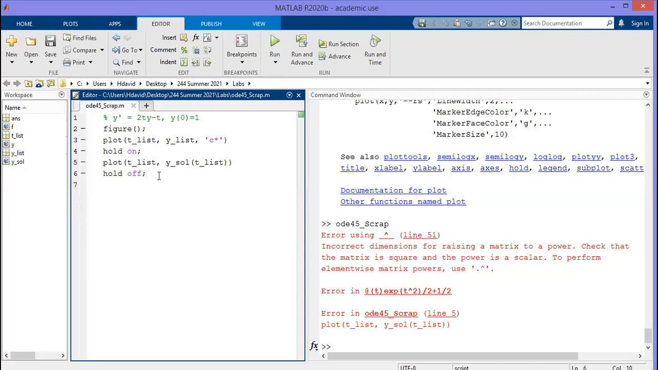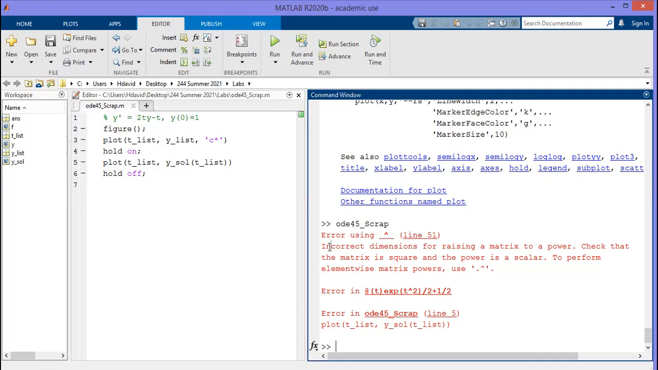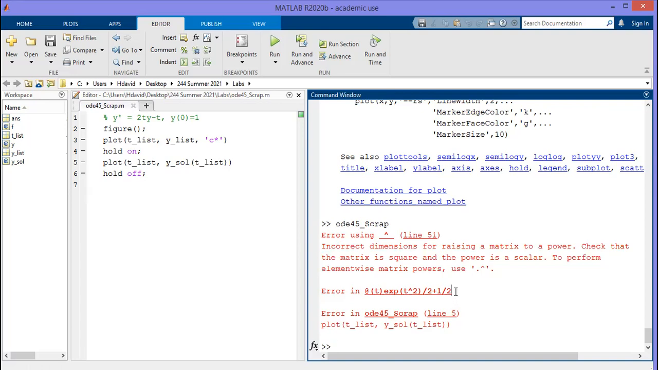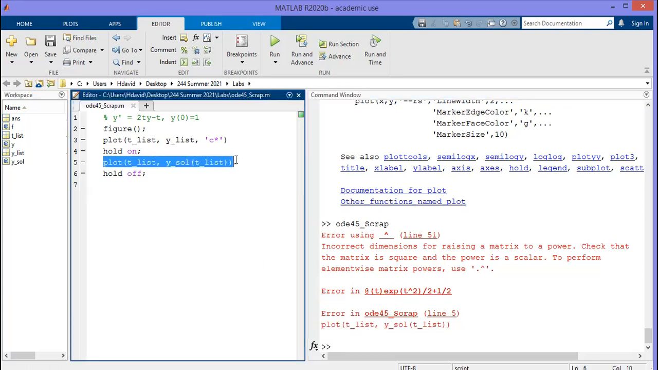So the thing that happened is we have to look at this error. Error using arrow. Incorrect dimensions for raising matrix to a power. Check that the matrix is square, etc. It says the error was in this thing, our definition of ysol, and it occurred in this calling of plot. So what happened is we call plot, got to line 5, and it was fine with this until we plugged in t-list into ysol.